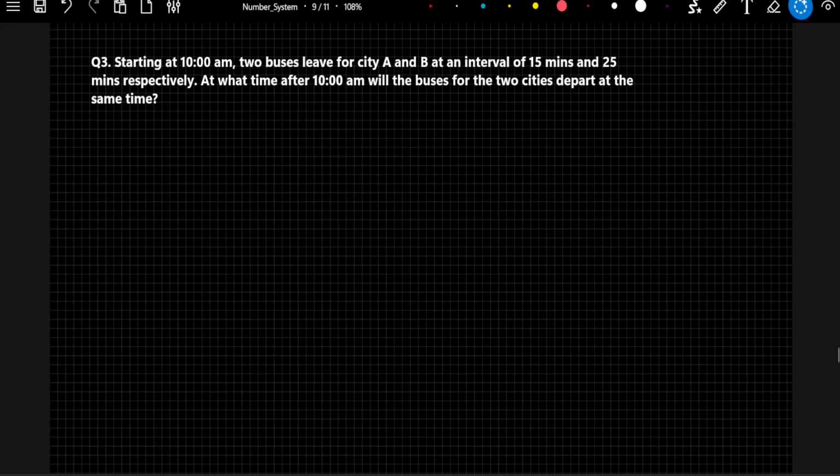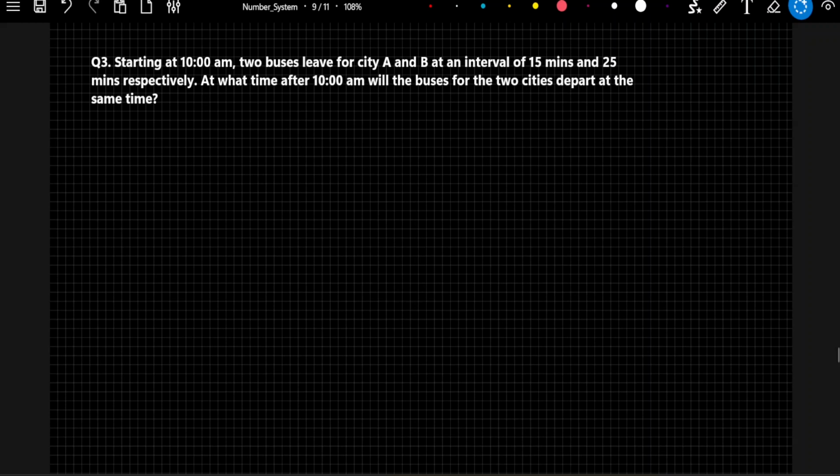So let's read the problem. Starting at 10 a.m., two buses leave for cities A and B at intervals of 15 and 25 minutes respectively. At what time after 10 a.m. will the buses for the two cities depart at the same time?